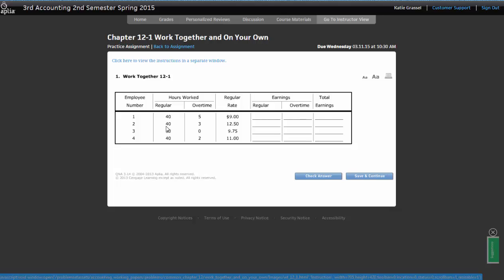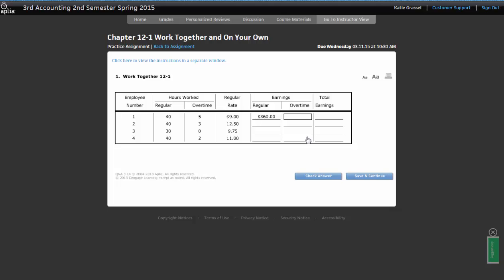So when you take a look at employee number 1, that person is working 40 hours and they get paid $9 an hour. So I'm going to take 40 times 9, and where's that going to go? Into regular earnings, okay? So I'm going to put 360 here.